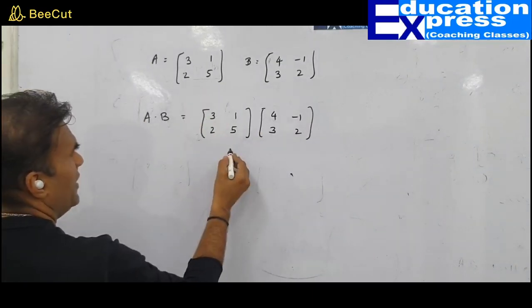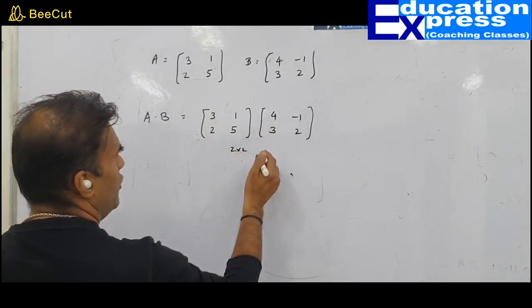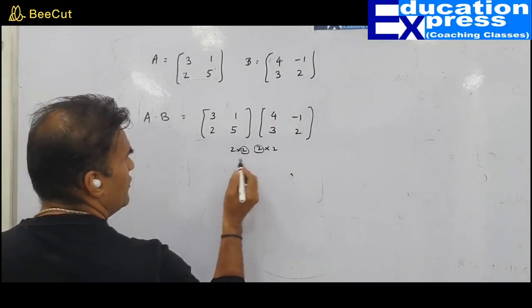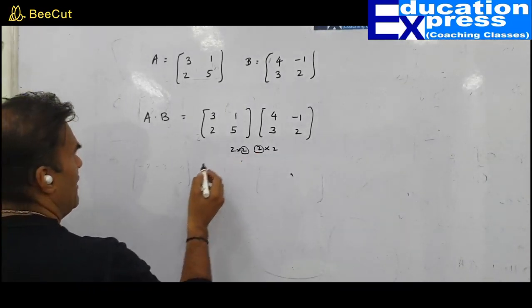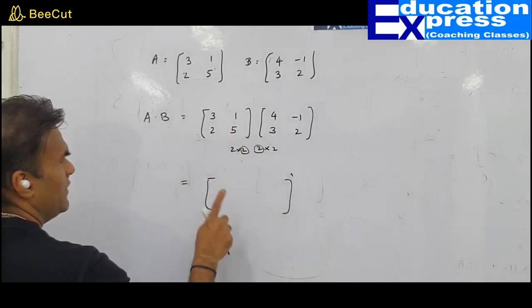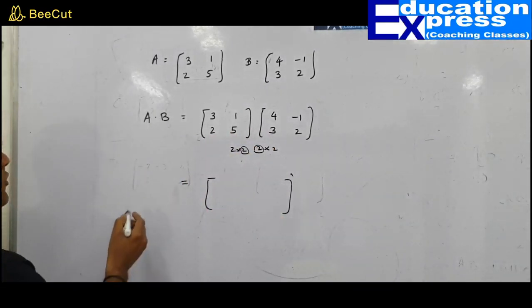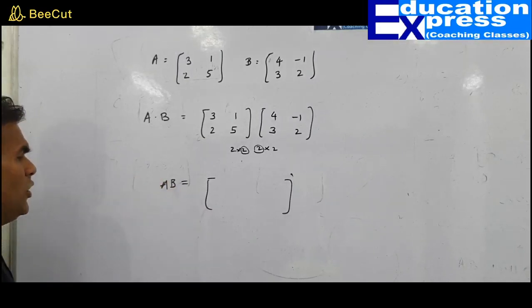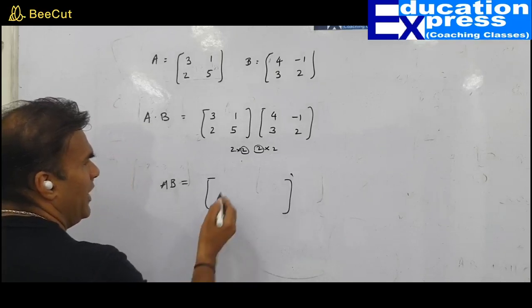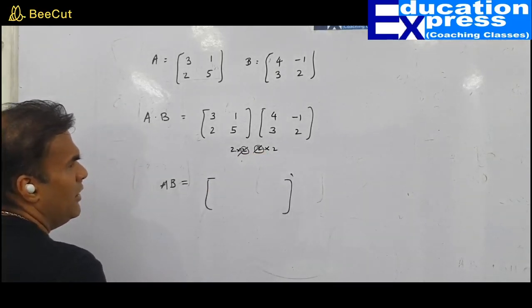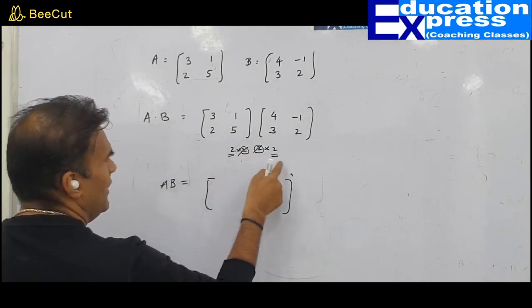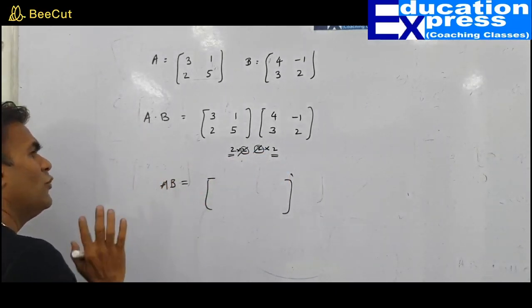What is the order of the matrix? 2 into 2. What is the order? 2 into 2. Mentally in your mind make sure that these two are the same. Fantastic. That means the product of these two matrices will be one single matrix, AB. You know what the order of matrix AB will be? The order can be obtained: these two are the same and will go away, and the order of the resulting matrix is the first and the last. That means this matrix will also be of order 2 into 2.